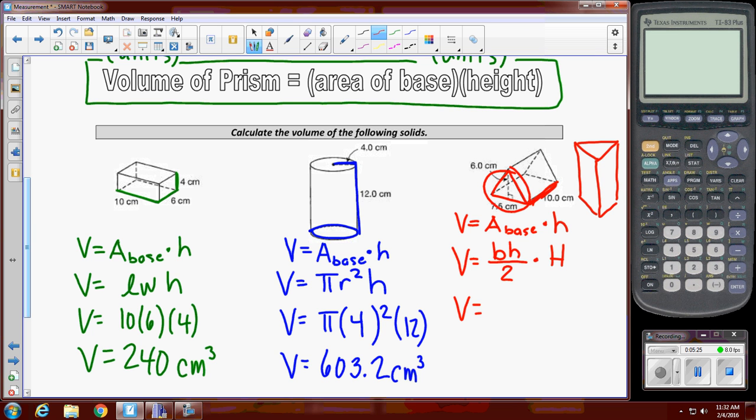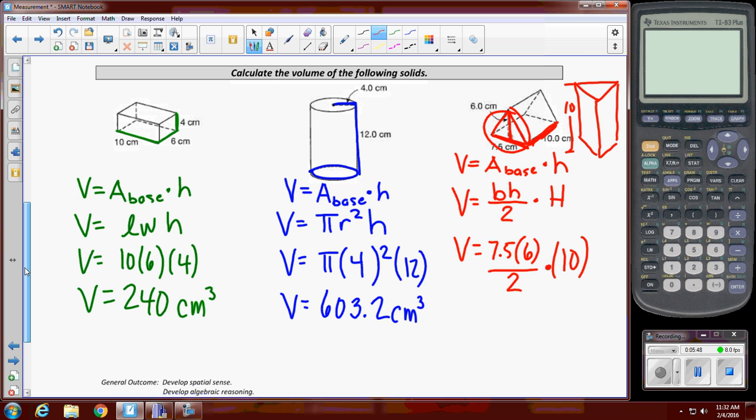So the volume of this would be 7.5 times 6. That's the base and the height of the triangle divided by 2 multiplied by the height of the whole prism, which is 10, which is this if we were standing it up. So multiplied by 10. Again, I suggest to let your calculator do the work for you here. And if we were multiplying out, we'd have 225 cubic centimeters for this triangular prism. So it's important that we recognize that the base is actually determined by what the prism is named after.